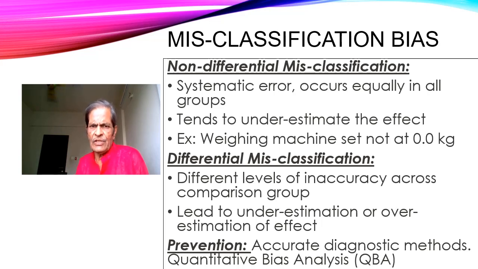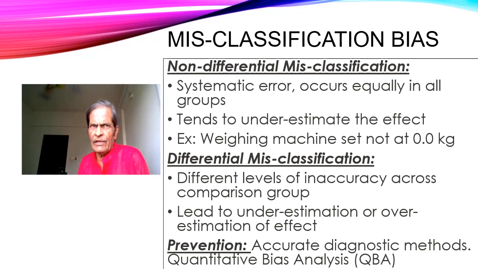The differential misclassification is when different levels of inaccuracy occur across the comparison groups. So there is no inaccuracy in classifying the mild category, and there is say inaccuracy when you are classifying between the moderate and the severe category. If such a thing is occurring, then we say that it is a differential misclassification. Or it is occurring between the mild and moderate only, and the severe are very easily diagnosed, and there is no mistake in severe cases. So if that sort of thing is occurring, there are different levels of inaccuracy across the comparison groups.